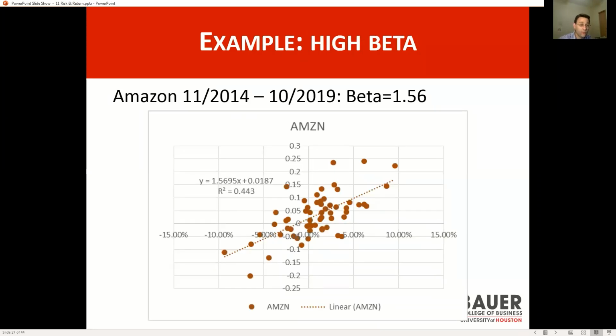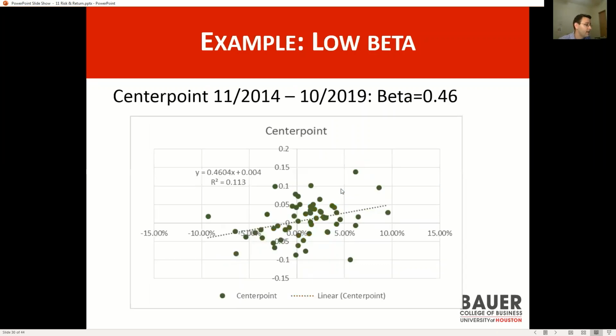Okay. And that's true for all of these different stocks, right? Amazon has a lot of idiosyncratic risk. The line is picking up the systematic risk, which is quite high, but there's even more idiosyncratic risk for Amazon. And even CenterPoint has a pretty low systematic risk, beta of 0.46, but you still get a fair amount of idiosyncratic risk here. Still a fair amount of variation, these points that are not sitting on the line.